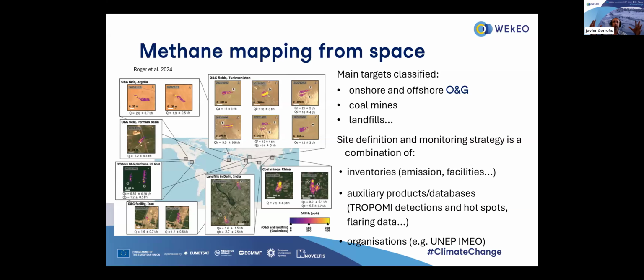And this is a whole monitoring strategy that includes the combination of different things. Methane mapping from space is combined with inventories, to reconcile the inventories with the mapping. They also bring auxiliary products and databases, like flaring data, which is connected to methane; it's actually methane being burned. And we've also got organizations like UNEP IMEO, who are working on bringing this to an operational level and trying to connect all this with political action.